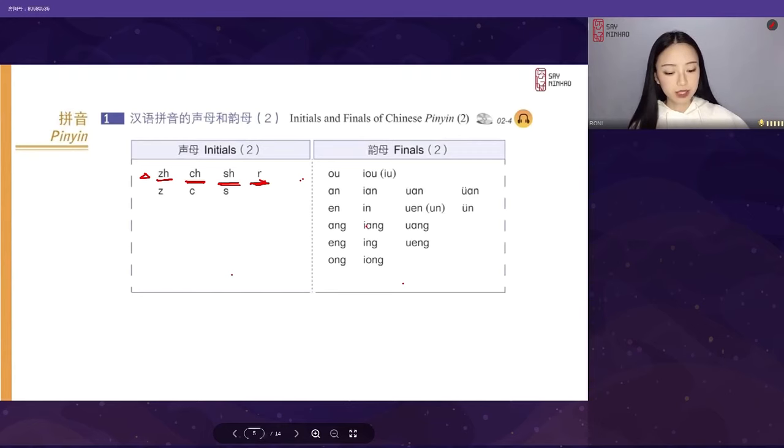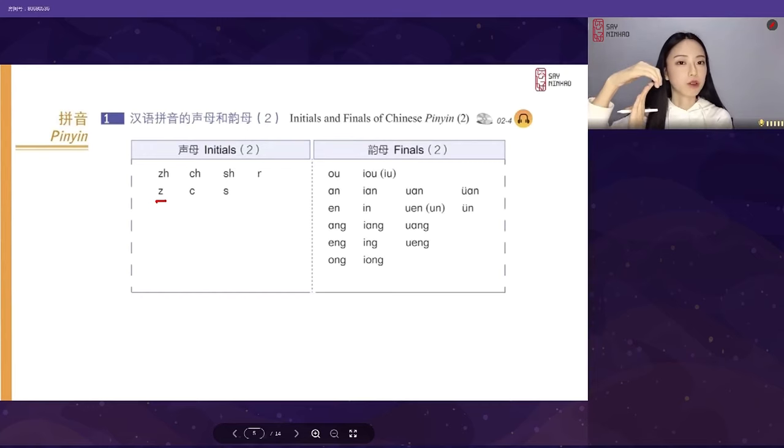Now let's move on to the next line. It looks similar to the upper line, right? So let's see this one. This time we won't touch the upper gum. This time we will touch the back of our upper teeth. Try to use the tip of your tongue to touch the upper teeth, and then leave a gap immediately. Let's try. Z, z, z, z.